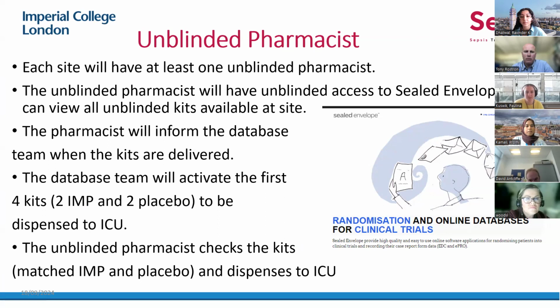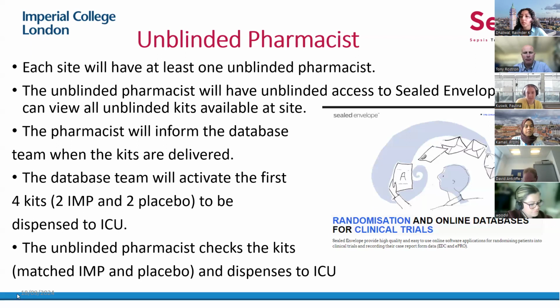Yes, so the unblinded pharmacist, each site will have at least one unblinded pharmacist. And I think from the sites that we currently have open, most of the sites have at least two unblinded pharmacists. So the unblinded pharmacist will have to complete the sealed envelope training log, which you will complete after you've read the sealed envelope training slides. And then they will fill in a user activation form. And that's all part of the setup. So once you send that to us, we will then be able to grant you sealed envelope access.